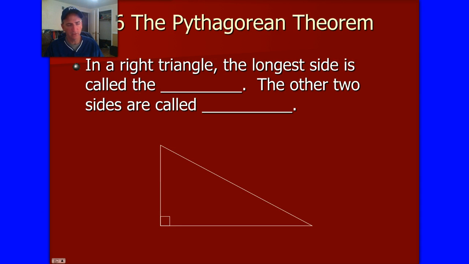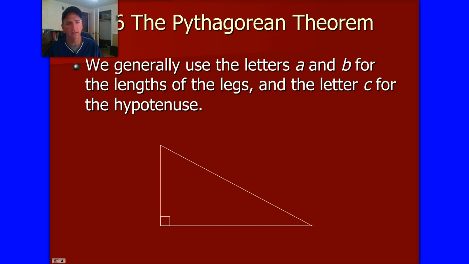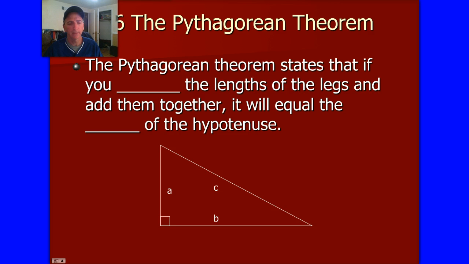And then that takes us to this thing called the Pythagorean theorem that has to do with right triangles. In a right triangle, the longest side is called the hypotenuse, and the other two sides are called legs. Okay, we have the hypotenuse, and we have legs. Here's another picture. Typically, the letters a, b, and c represent the lengths of the sides. And it looks like that. And the Pythagorean theorem states that if you square the lengths of the legs and add them together, it will equal the square of the hypotenuse.